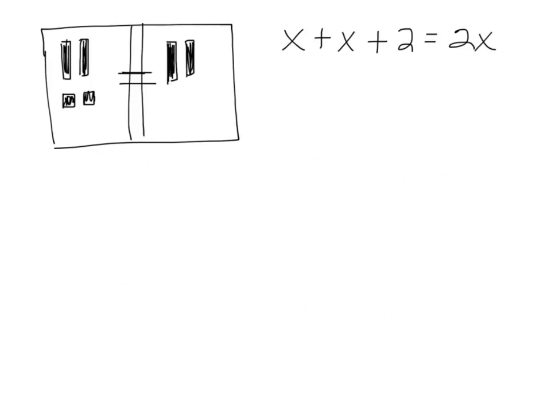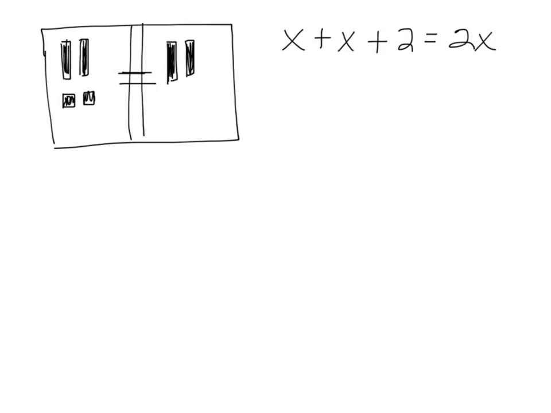All right, let's check out another one. On my equation mat, you guys can see I have 2 x's plus 2 over here, and on the other side, 2 x's. So I want to know, is there a number I could put in for x that would make both sides equal? Just think about it a little bit.